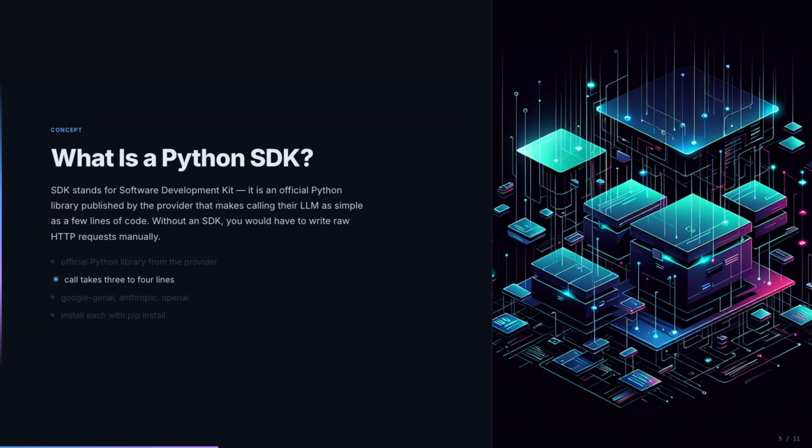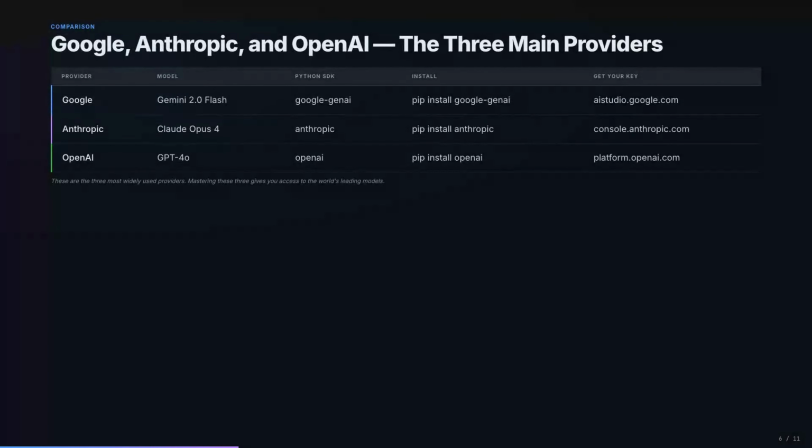Each of the three main providers publishes its own official SDK. Google publishes Google Gemini for Gemini. Anthropic publishes Anthropic for Claude. OpenAI publishes OpenAI for GPT-4o. You install each one with a single pip install command. There are also third party libraries that support multiple providers, but starting with official SDKs gives you the clearest possible foundation.